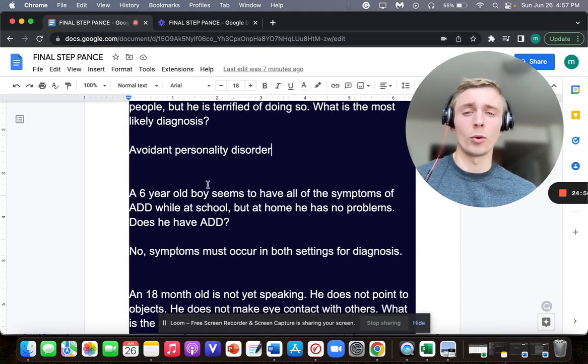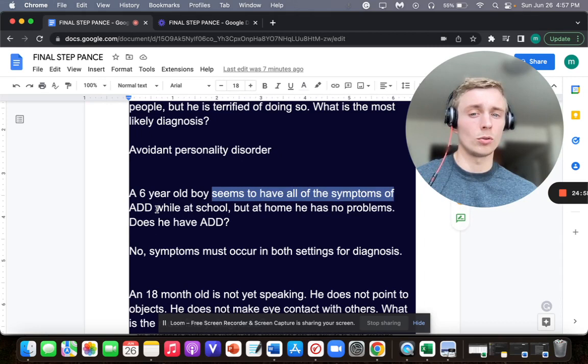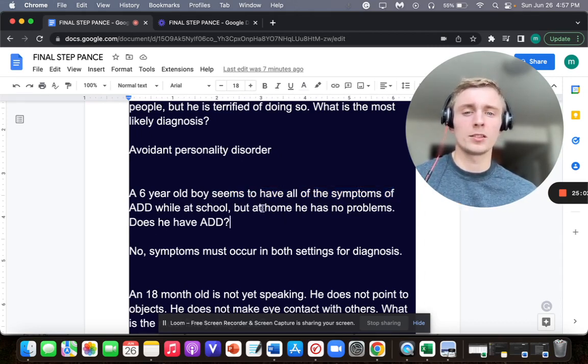A 6-year-old boy seems to have all the symptoms of ADD while at school, but at home he has no problems. So this is similar to what we already said. At home he has no problems, so he's only having it in one setting. So therefore, he does not have it. It must be in 2 or more settings for the diagnosis.